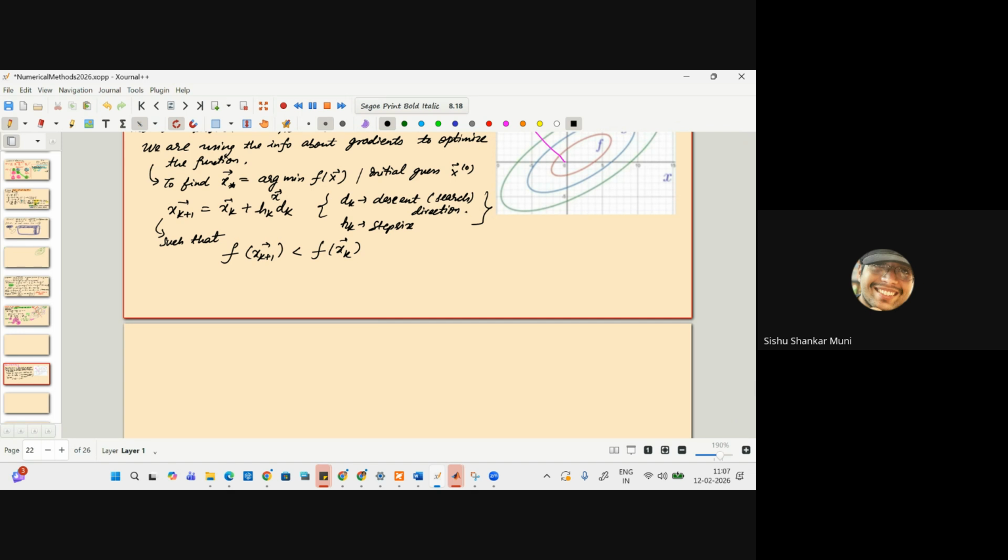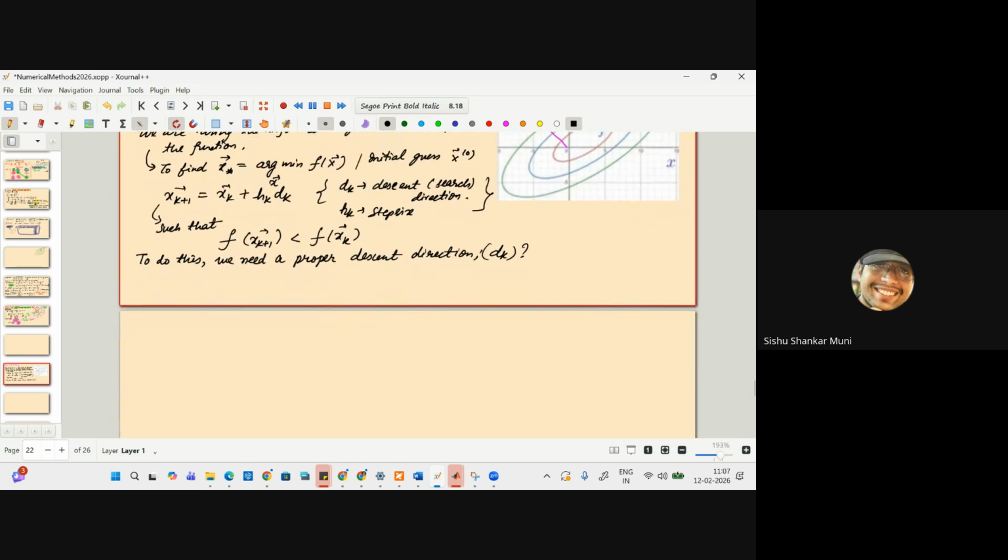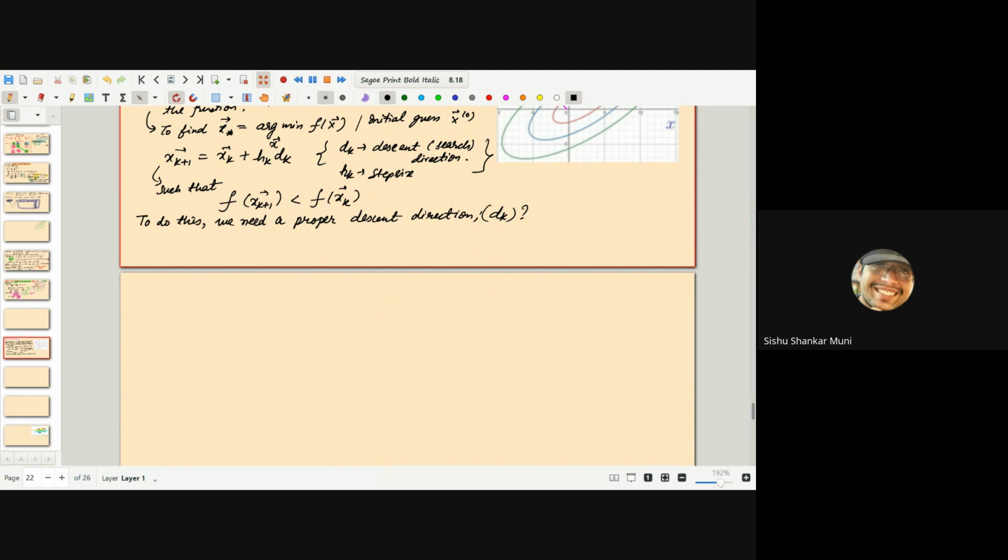Isn't it? This is the basic idea we will use here. Okay, so to do this, we need a proper descent direction, that is dk. How to find that dk? We will learn ahead.